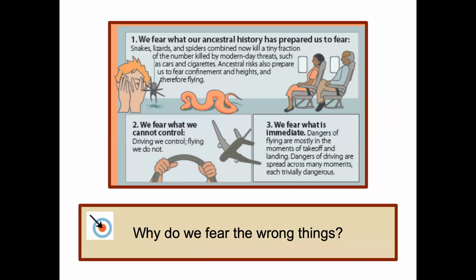So why do we fear the wrong things? We fear what our ancestral history has prepared us to fear. Snakes, lizards, spiders combined now kill a tiny fraction of the number killed by modern day threats, such as cars and cigarettes. But these ancestral risks also prepare us to fear confinement and heights. So that's how it relates to the flying that we talked about on the previous slide.